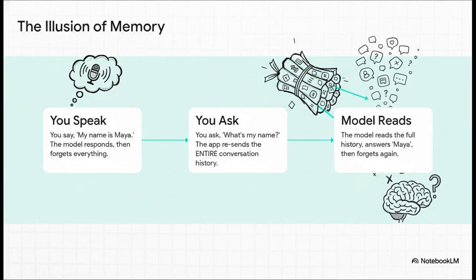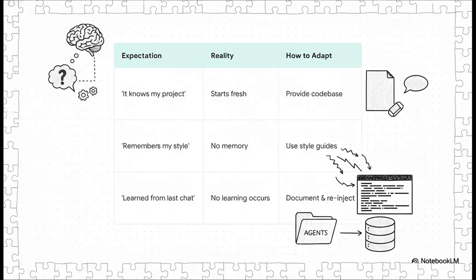So, how do chat apps seem to remember things? Well, this slide pulls back the curtain on the trick. It's really just an illusion of memory. When you ask something like, "What's my name?" the app doesn't just send that little question. No, it secretly bundles up your entire conversation history and sends it all back to the model. The model then reads everything from the top, finds your name, gives you the answer, and then instantly forgets it all over again.